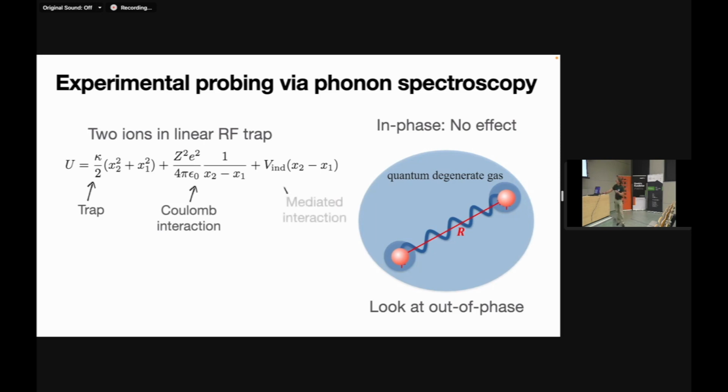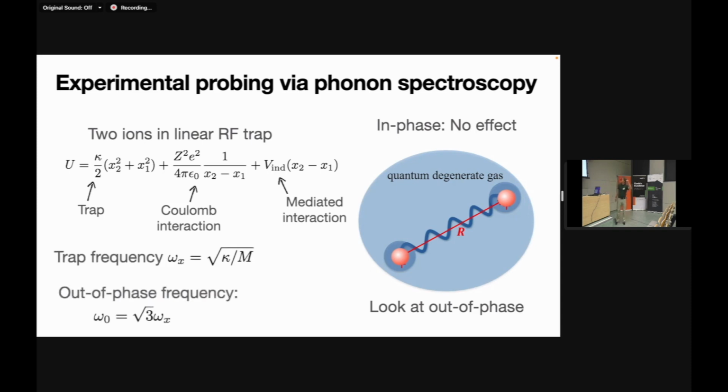The new thing is that they also have this induced interaction mediated by the surrounding BEC. I'll focus on a BEC now. You have a trap frequency of the trap along the one-dimensional direction. And if this mediated interaction was not there, the antiphase mode, the out-of-phase mode, would just be the square root of 3 times this trapping frequency. But since the induced interaction is there, there will be a frequency shift. So that's the idea. And since Mikael has told me that he's good at measuring these frequencies, maybe he can measure this even though it's small, and then he can measure the induced interaction.